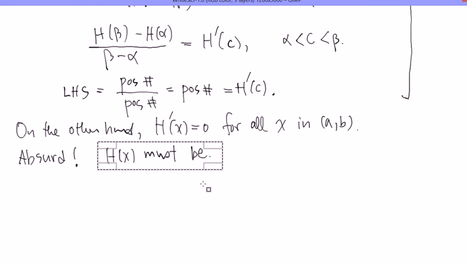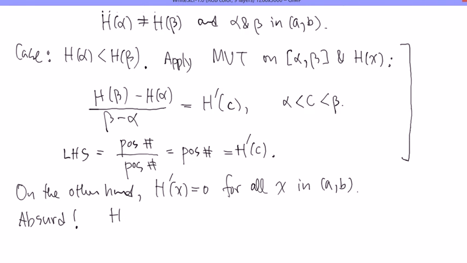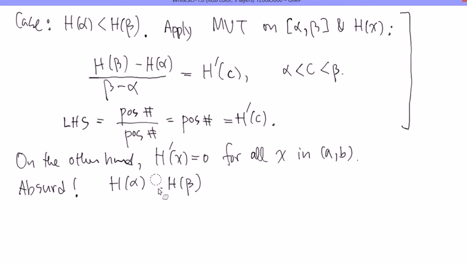So the correct conclusion here at this stage is, if this doesn't happen, what's the other case? h of alpha must be greater than or equal to h of beta, right? But we know h of alpha and h of beta are different, right? So this must be the case. Now you proceed with this case and you pull out another contradiction, right?